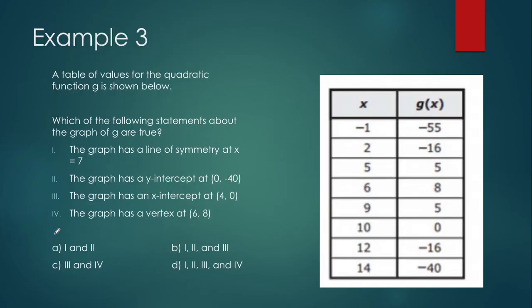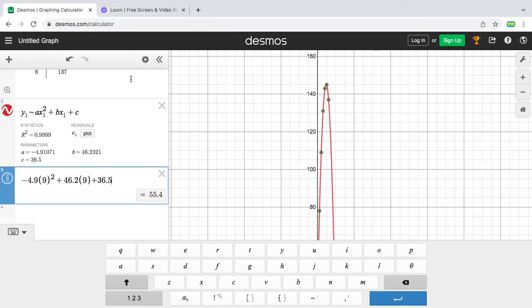Okay, last one. Pause the video, put the table into Desmos yourself, find the equation, and then let's look through the answer choices, okay? Which of the following statements is true about the graph of G? Well, I'm going to go ahead and just graph this, okay?